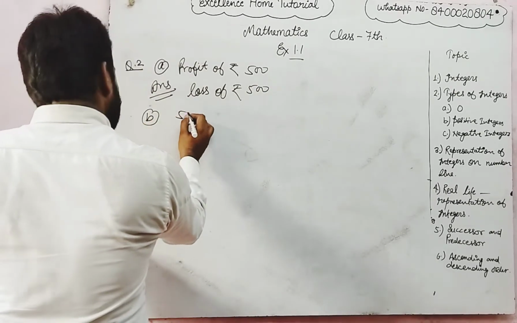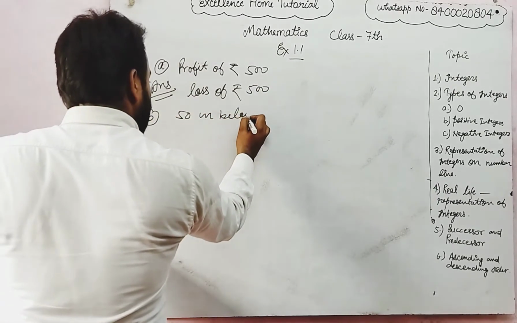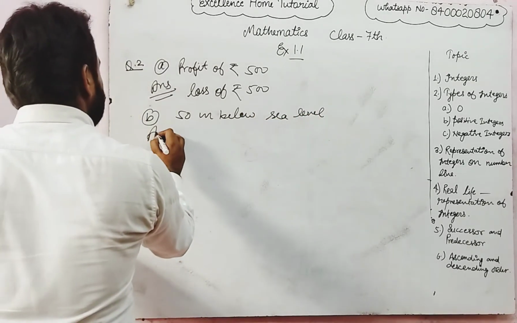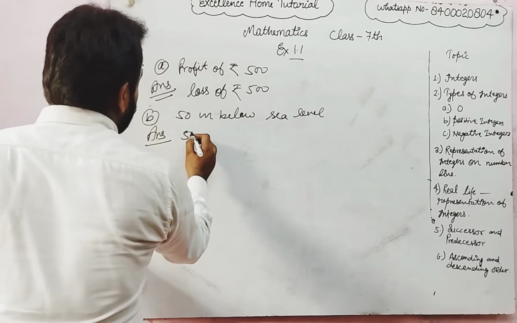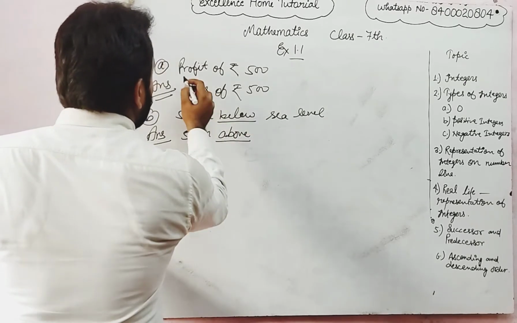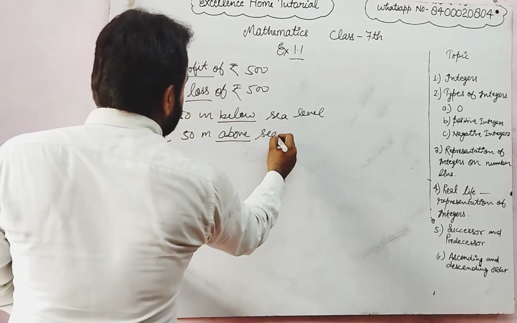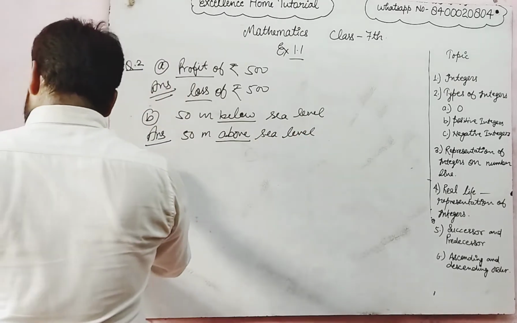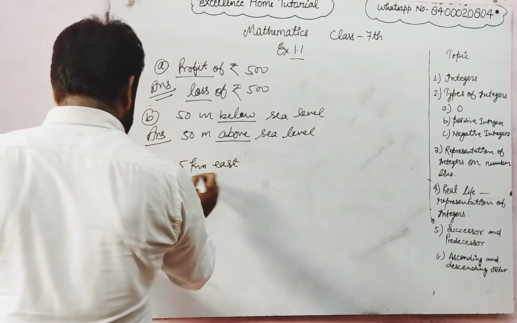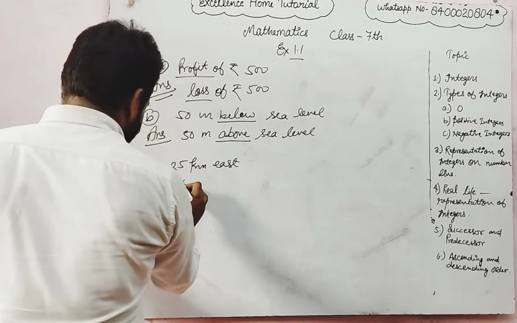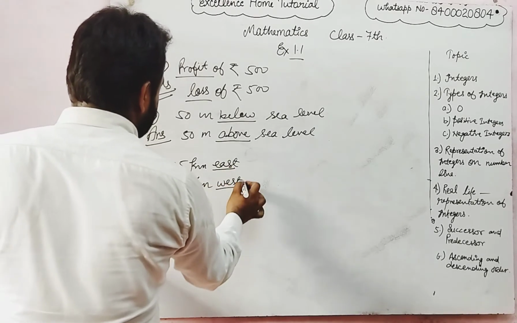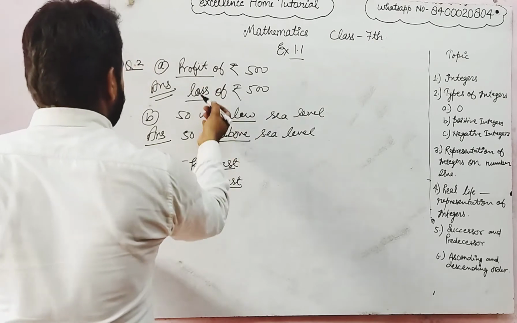B, 5 meter below sea level, we have to write the opposite of this. So we have to write 5 meter above the sea level. C, 20 kilometer east. So we have to write its opposite, so 20 kilometer west. East's opposite is west, below's opposite is above, profit's opposite is loss.